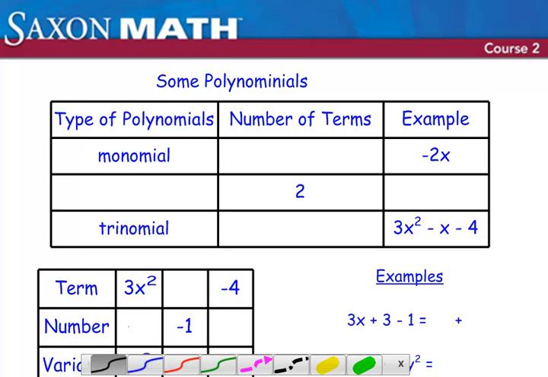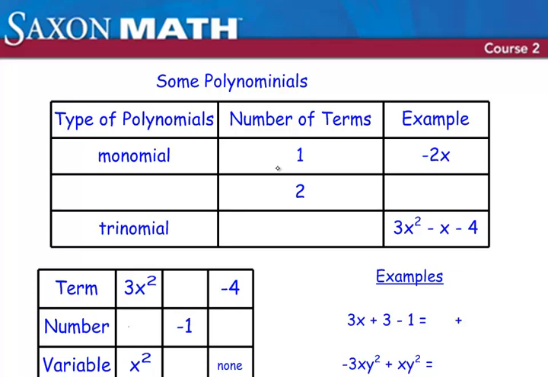One example of a polynomial is a monomial. A monomial will always have one term, knowing mono means one. An example of this is negative 2x. The next one is known as a binomial. Bi means two, so it'll have two terms. An example of a binomial is a squared minus 4b squared. As you can see, it is separated with an addition or subtraction sign.